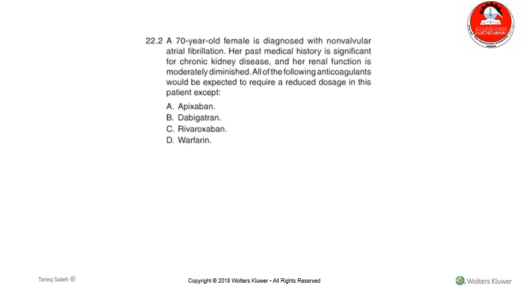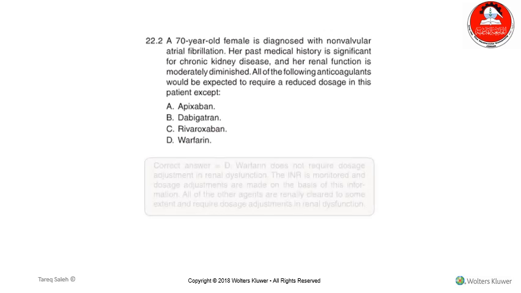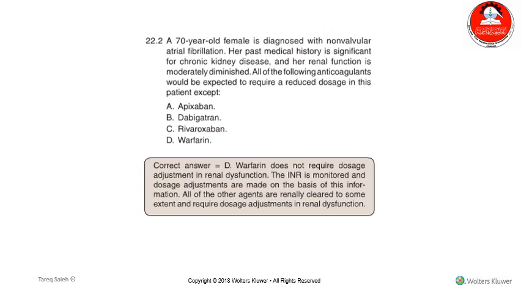So this means that the drugs that would need reducing the dose are the drugs that are eliminated by the kidney. So which one of these choices is a drug that is an oral anticoagulant useful for the treatment of this patient, but is not eliminated in the kidney and does not require dose adjustment in patients with kidney disease? The answer to this question is warfarin, because warfarin is majorly eliminated by hepatic metabolism.